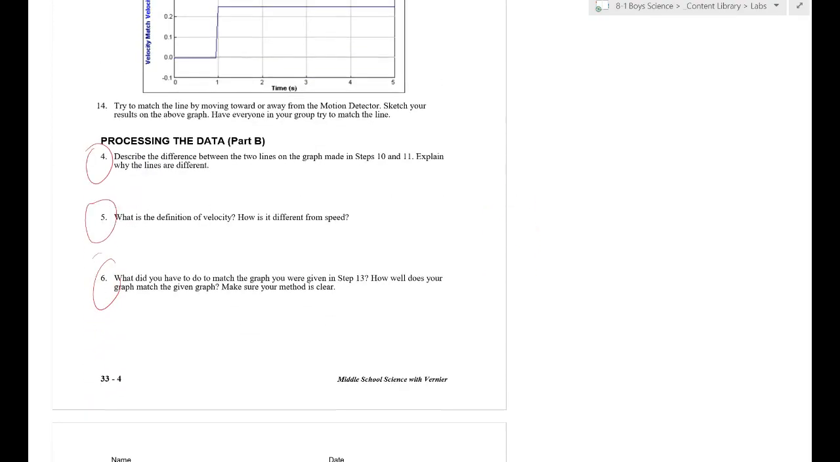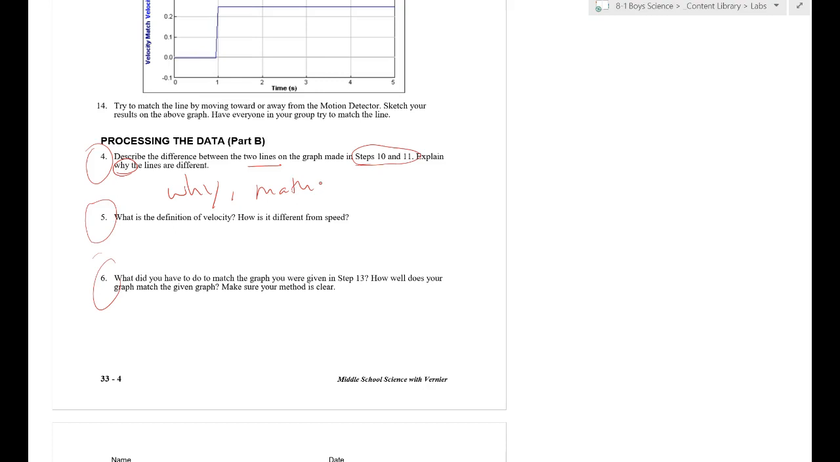So number 4, describe the difference between the two lines on the graph made in steps 10 and 11. So go back to steps 10 and 11, see what they're talking about, and explain why the lines are different. Once again, we're explaining why, and we're explaining math, right? Not just that one line is higher up than another, but what did you do to get that line to be higher? Why is that the case? What math principles explain all of this, etc.